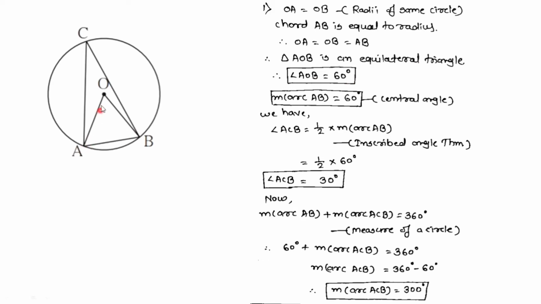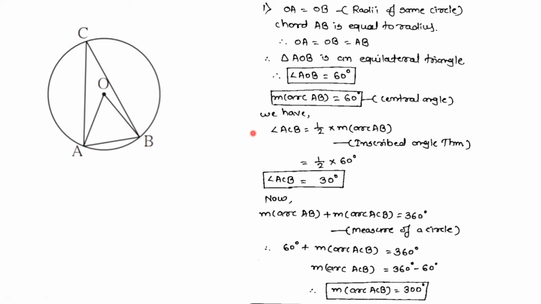Now as angle AOB is the central angle, its measure is the same as its corresponding arc. So as angle AOB is of measure 60 degree, the measure of arc AB is also 60 degree, because of the central angle. So this is the answer of the second question.